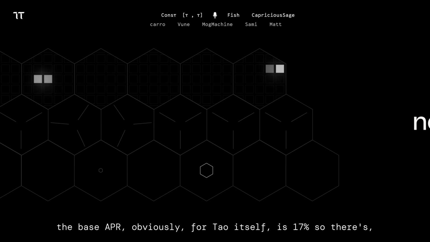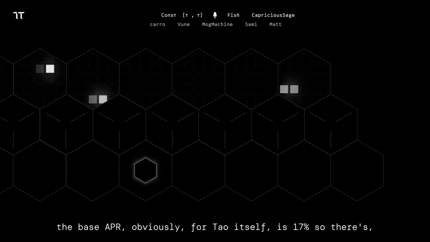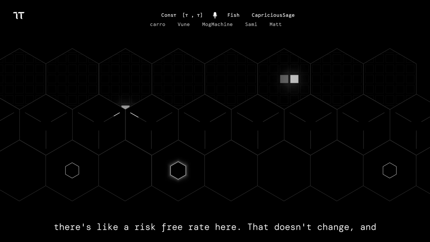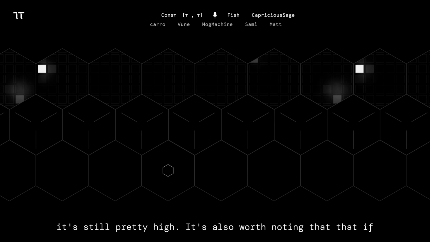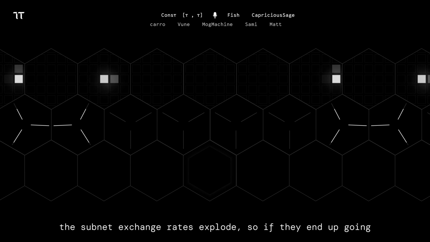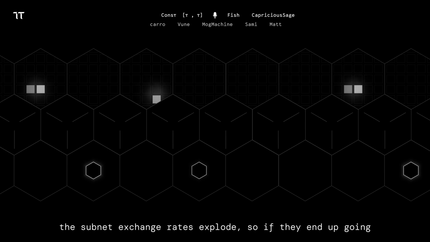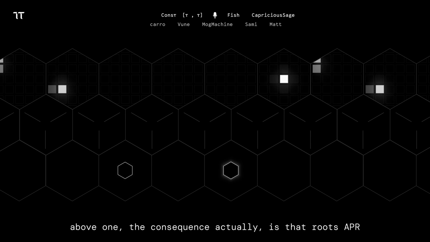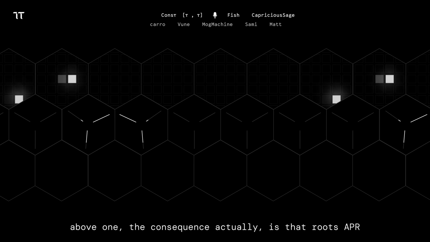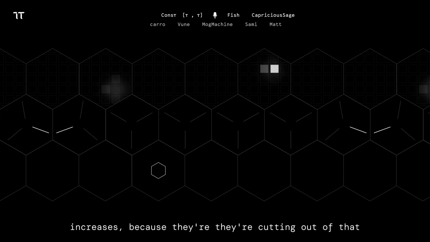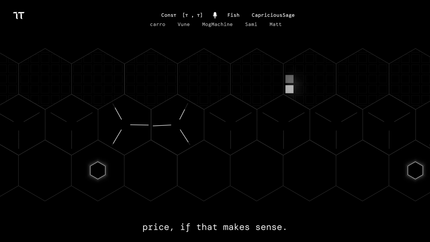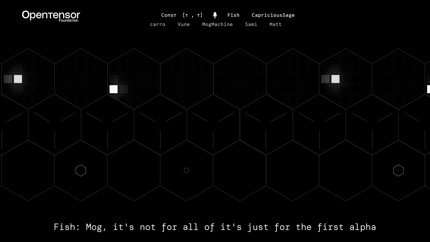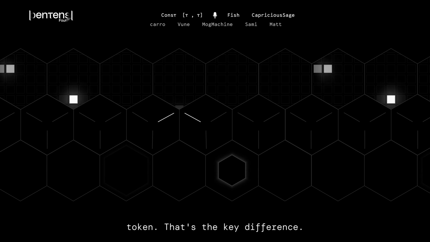Right? The base APR obviously for tau itself is 17%. So there's like a risk-free rate here that doesn't change and is still pretty high. It's also worth noting that if the subnet exchange rates explode, so if they end up going above 1, the consequence actually is that Root's APR increases because they're cutting out of that price, if that makes sense. And Mog, it's not for all alpha, it's just for the first alpha token. That's the key difference here.